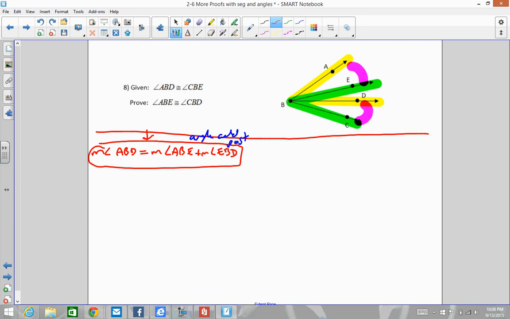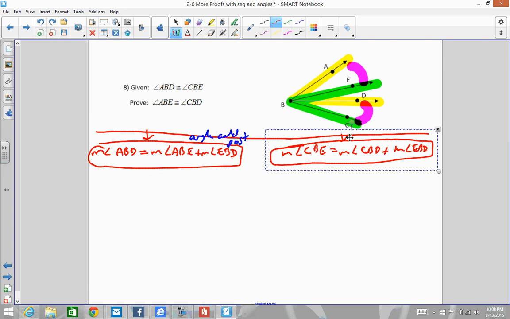Now, kind of a dead end there. I don't have anywhere else to go. So let's go to the other angle. The measure of angle CBE is equal to the measure of angle CBD plus the measure of angle EBD. Okay. And I'm going to write my reason here. Angle addition postulate.